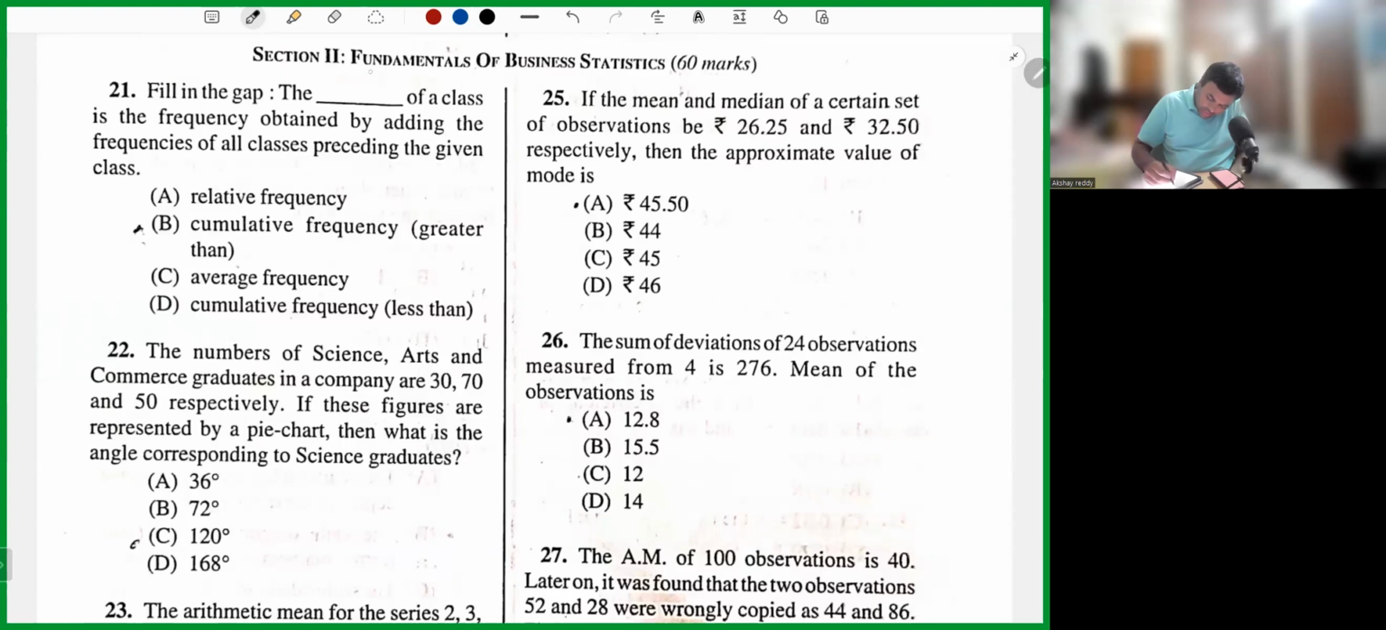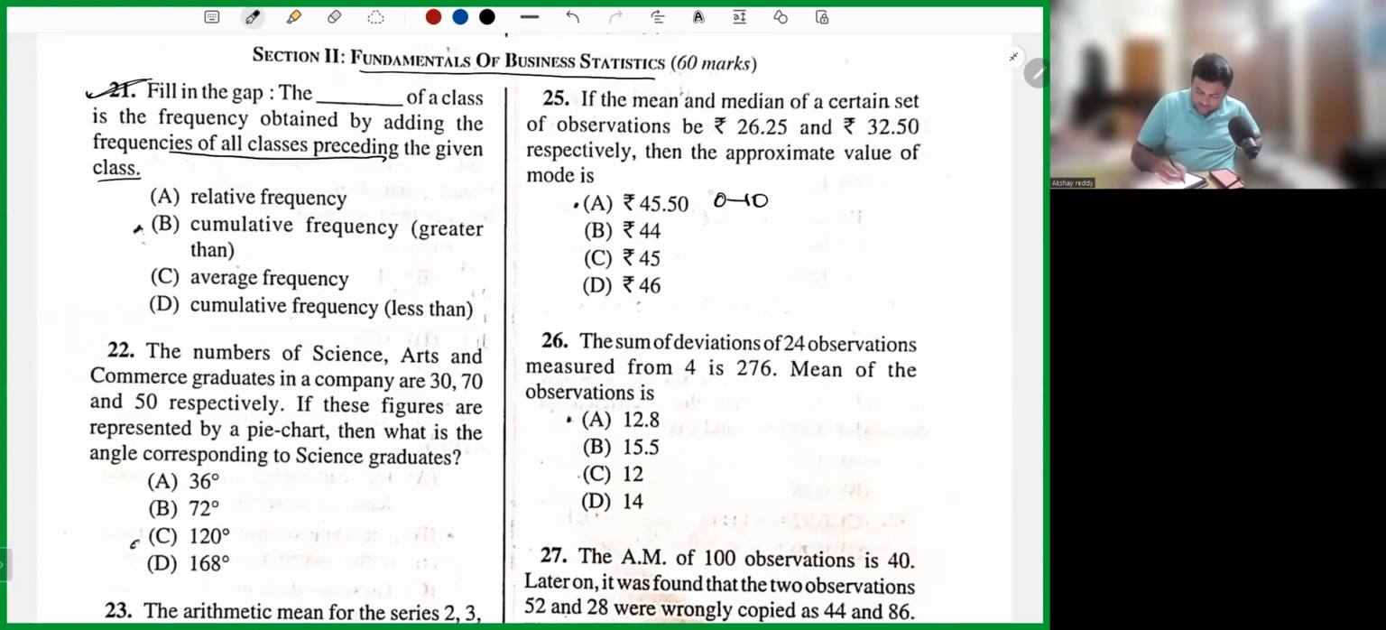Next, now let us complete the statistics part also and let us wind up the discussion. Fill in the gap. The dash of a class is a frequency obtained by adding the frequencies of all classes preceding the given class. Might be we are coming downwards. The answer is cumulative frequency basically. Cumulative frequency greater than and less than both are given, LCF and GCF both, my dear friends.